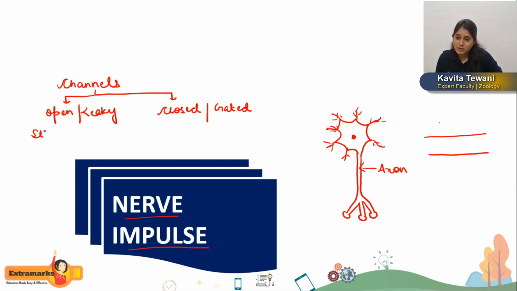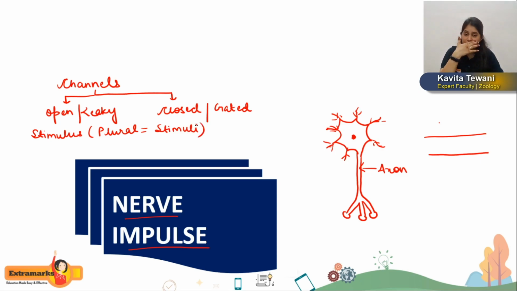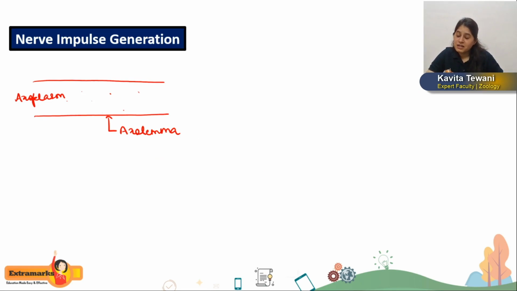Stimulus is the singular form, and its plural form, meaning more than one, is stimuli. So you can use this term stimuli, right? Now, nerve impulse generation takes place in three major steps. First of all, you have to learn those steps. Come on, learn with me. The first step is polarization.